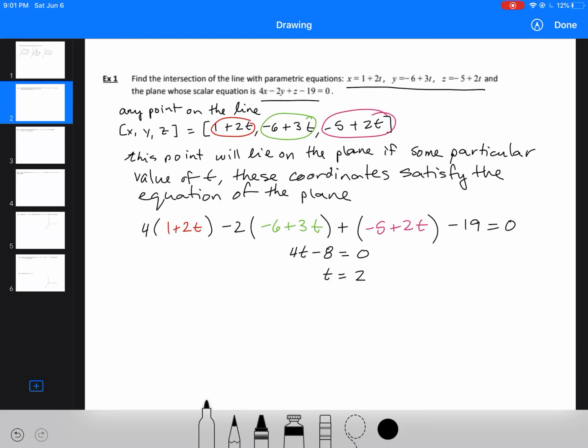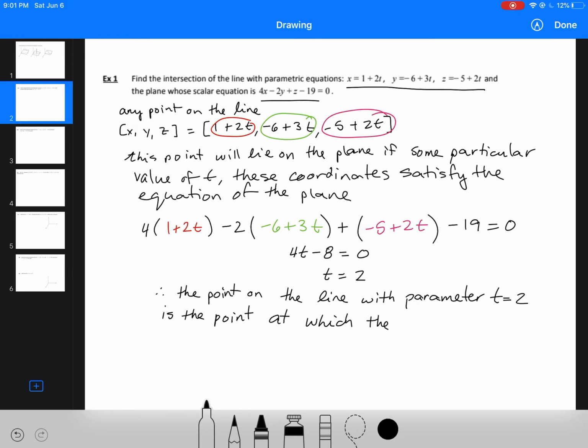So because we get a solution for t, this means that the point on the line with the parameter t equals 2 is the point at which the line intersects the plane.